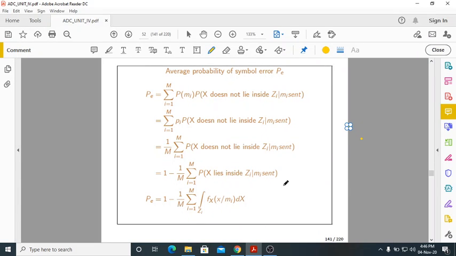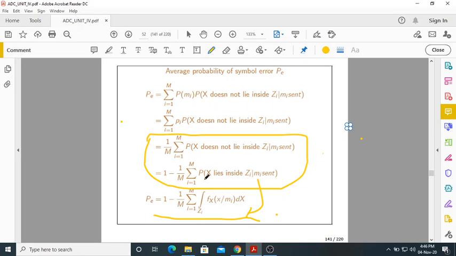So, in the last class, we started discussing BPSK and its transmitter and how to find the probability of error. Now, this is the basic formula to find the probability of error of any modulation scheme. It is 1 by M summation i equal to 1 to M of the probability that x does not lie inside Z_i given m_i sent, or this can be written as 1 minus 1 by M summation i equal to 1 to M of the probability that x lies inside Z_i given m_i sent. Now this is how we write this formula.